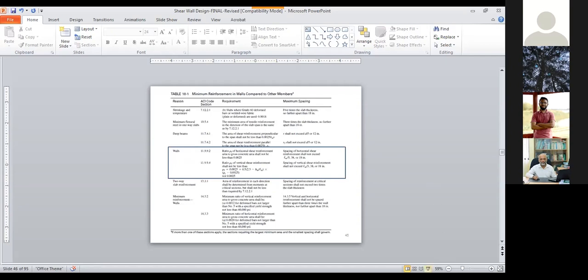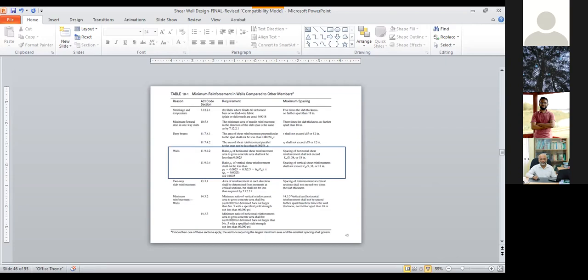Minimum shear reinforcement. Can you see this slide? Hello. Yes sir, it is visible. Sir, the writing is very small. You can see the slide, but now I have enlarged it, is it visible? The writings are very small.